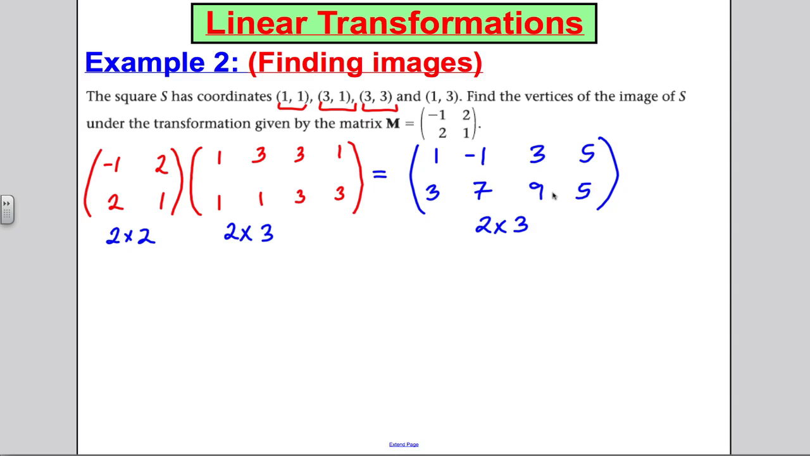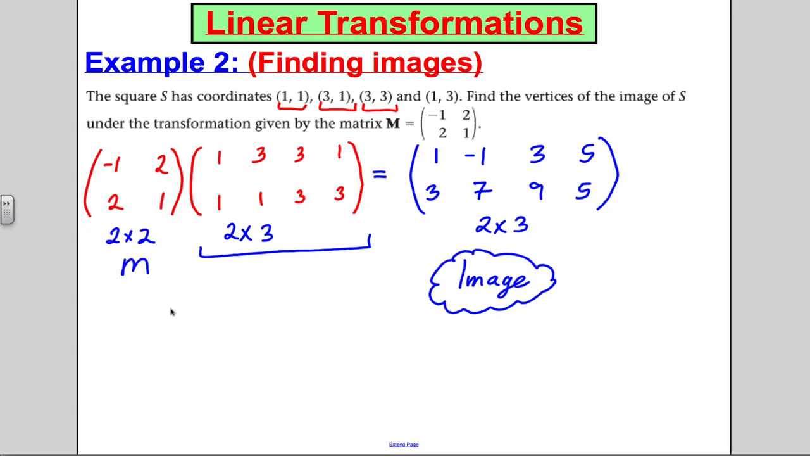So therefore, my square, which was these coordinates here, has now gone to these coordinates here. And I have found what is called the image, because it is the result of putting in these points and applying the transformation given by that matrix to those points, and I get out the image here.